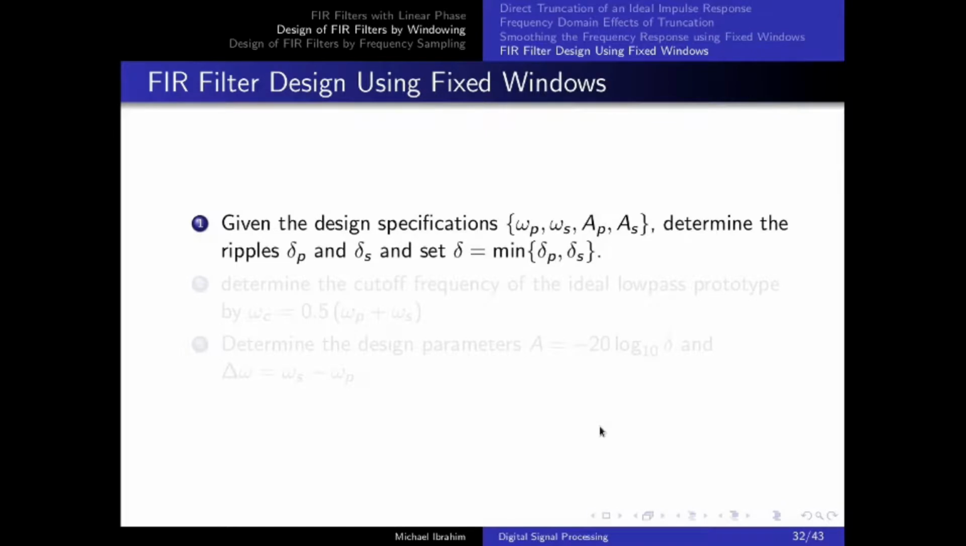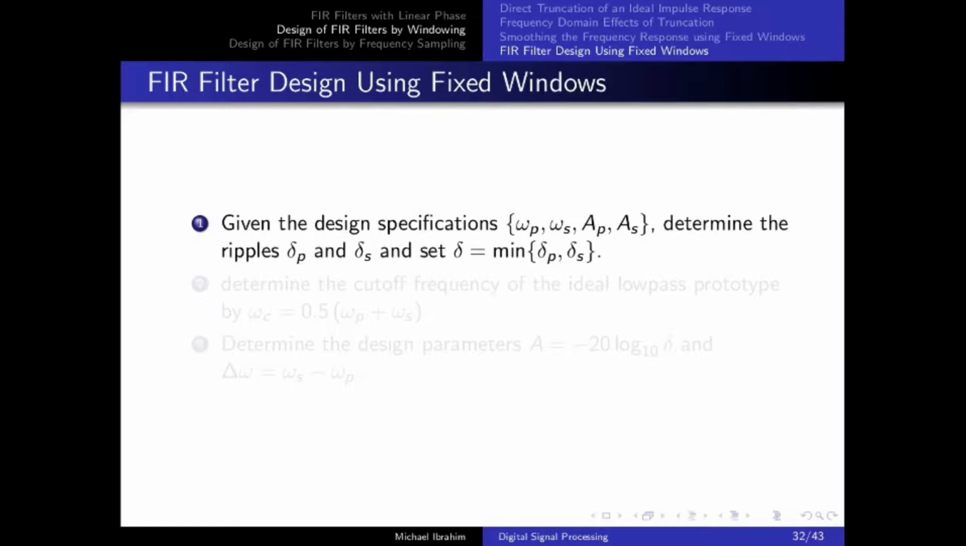So, in order to wrap things up over here, we need to put clear steps in the design process. The first step, we will start with the specification, which are mainly omega p, the edge of the pass band, omega s, the edge of the stop band, AP, the allowed ripples in the pass band, and AS, the stop band attenuation. And of course, we have discussed three types of specification: the absolute specification, relative specification, and analog specification, and we have learned how to transform one kind of specification to the other.